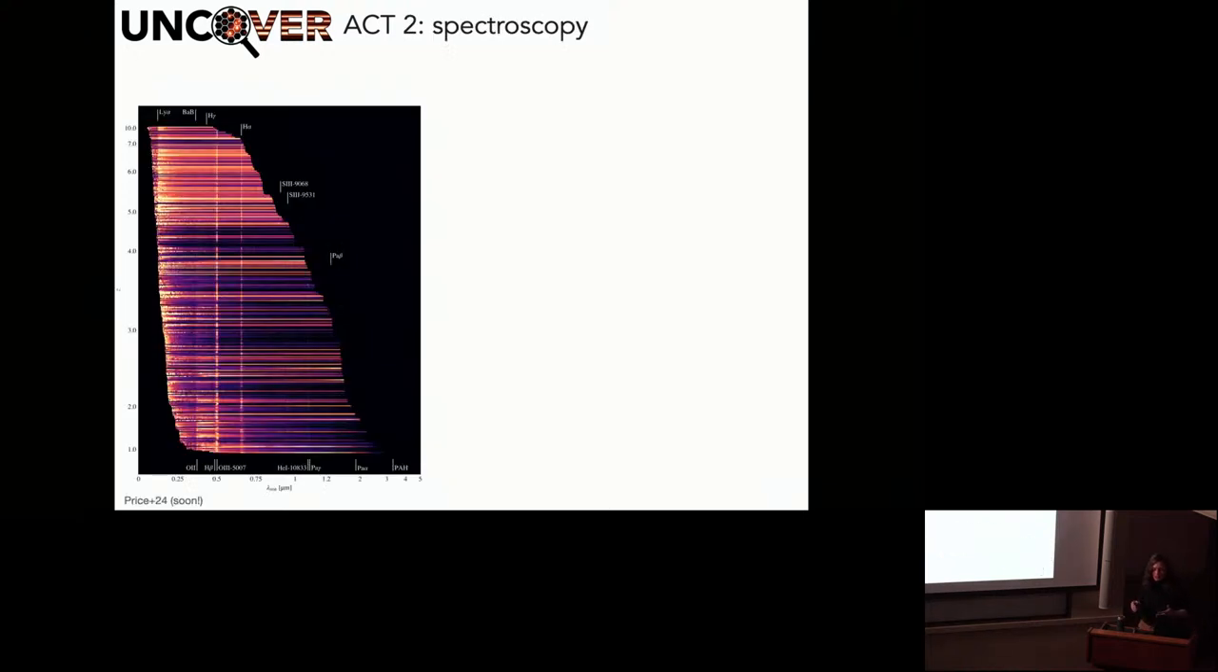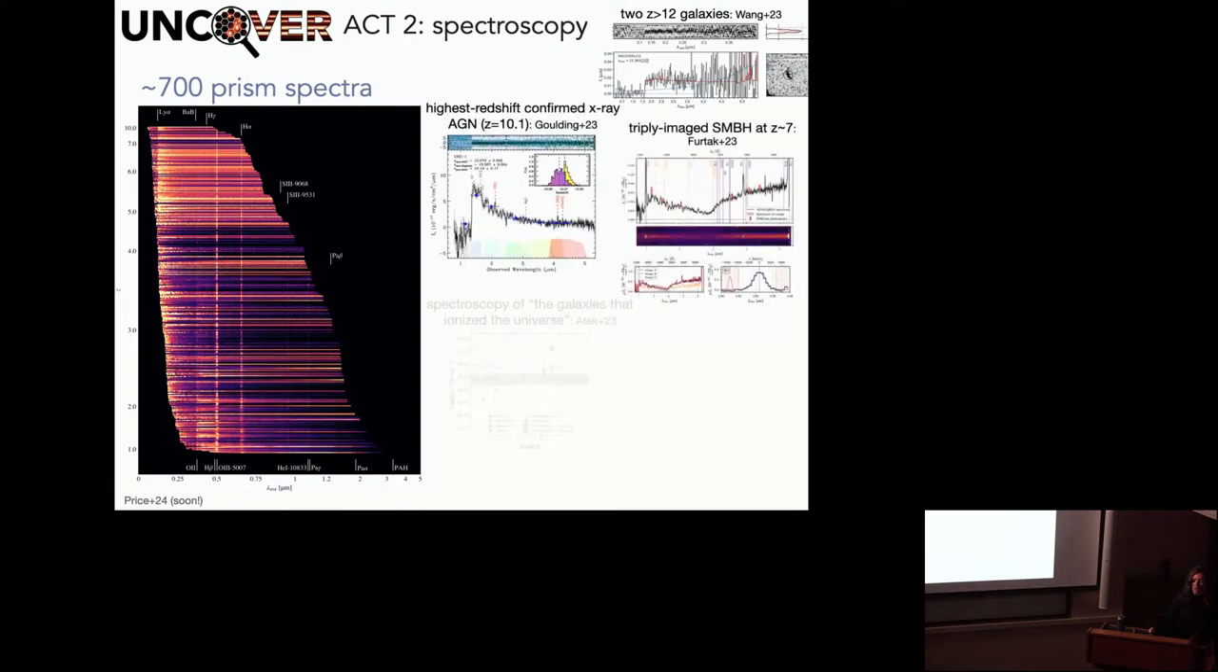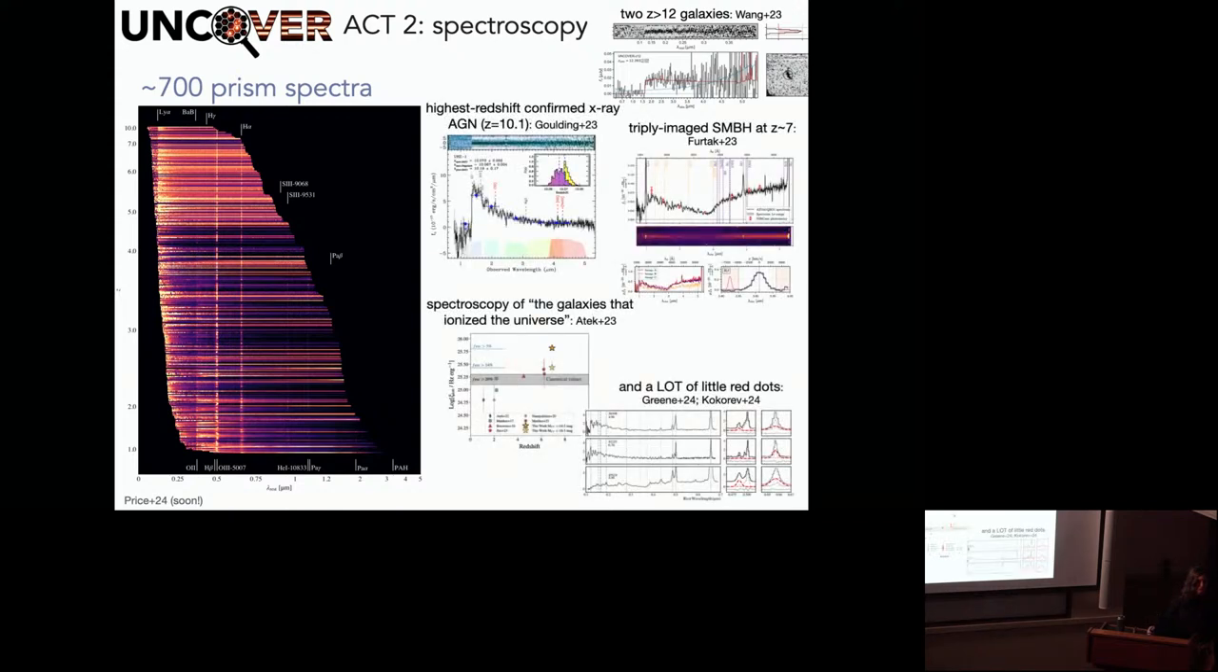The second act of Uncover is, like I said, follow-up spectroscopy. So this is basically a paper that's led by Sedona Price that's about to come out, maybe next week or so. This is just a stack of all of the spectra that we took. It's something like 600 prism spectra, or 700, I guess. We have to reobserve one mask that failed. And there's already been a number of papers on the spectra on a bunch of different topics that I don't have time to talk about, but we have a lot of really cool objects in here. And this is really a wonderful data set. The prism spectra are really gorgeous.